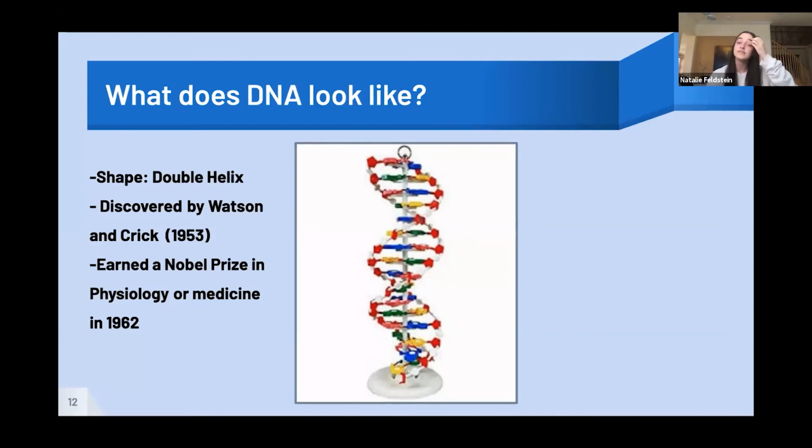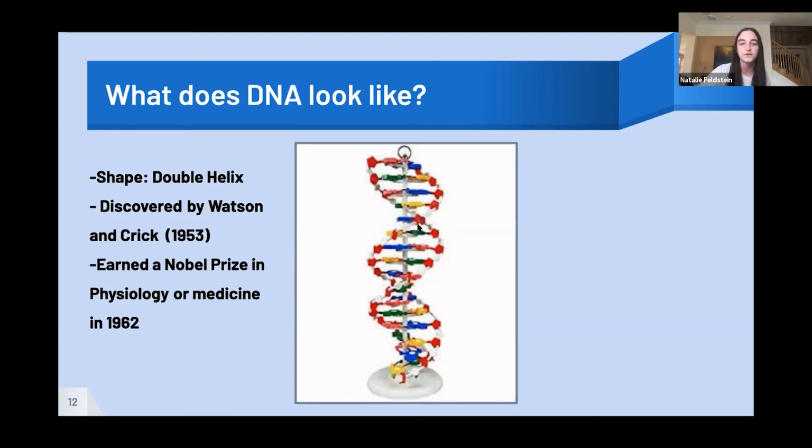I would highly suggest taking a look at the history of how DNA was found. If you're not familiar with it already, there's a little bit of tea, a little bit of drama with it, so I would encourage you to check that out. But eventually, Watson and Crick would earn a Nobel Prize for the discovery of the double helix shape of DNA in physiology or medicine in 1962.